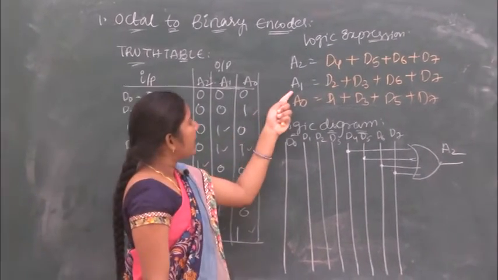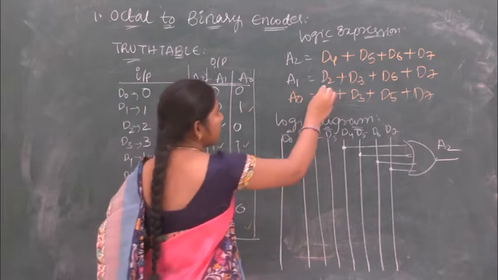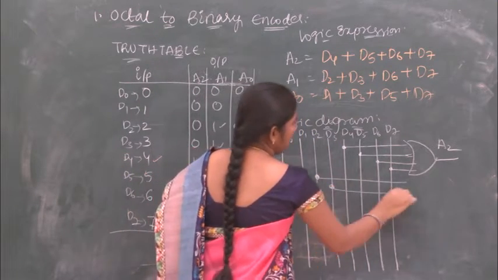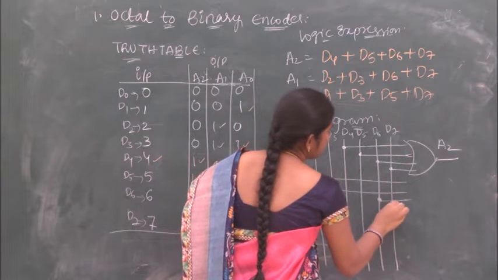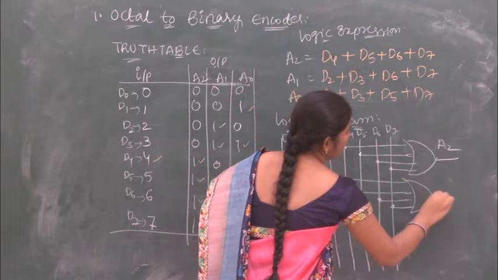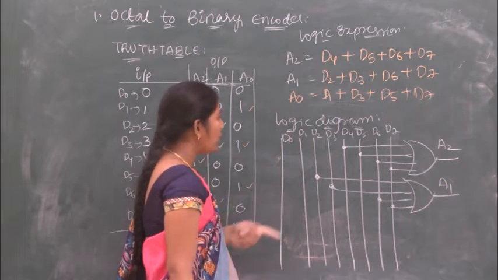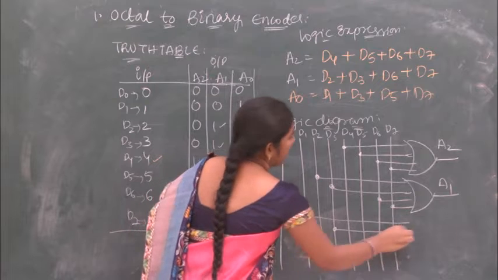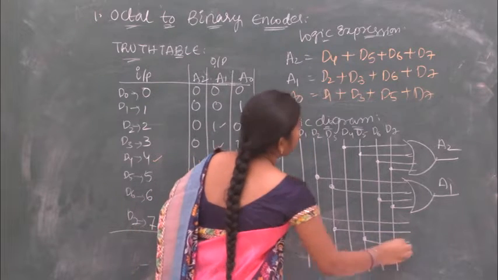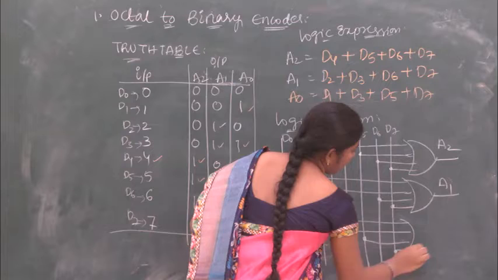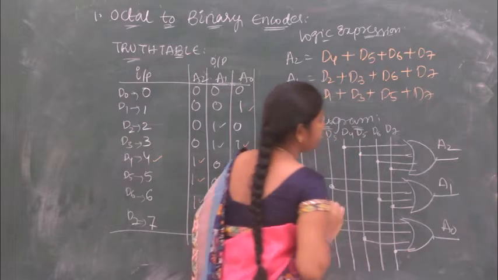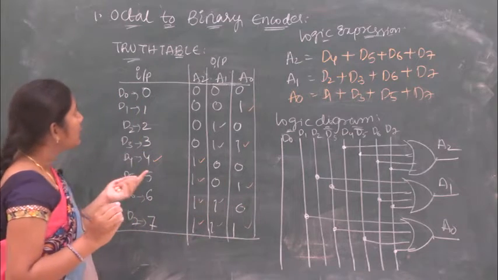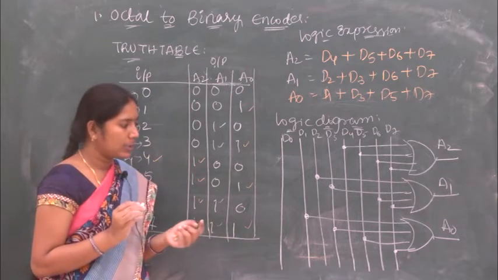Right? A1 is high for this expression, which is D2, D3, D6 and D7. Give it to an OR gate. So you get A1. A0 means D1, D3, D5, D7. Give it to an OR gate so that we will get A0. So in this way, we can design octal to binary encoders.